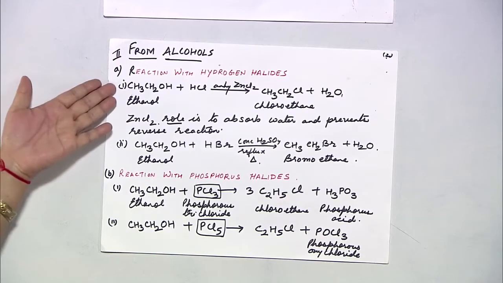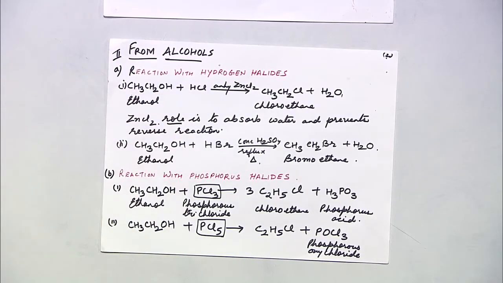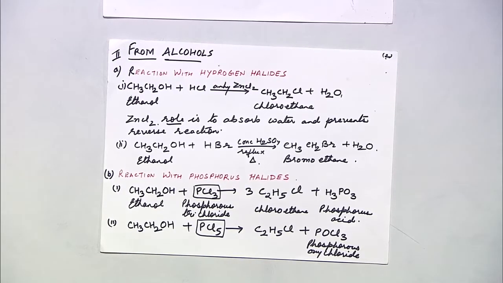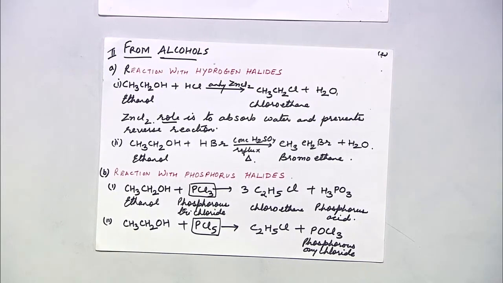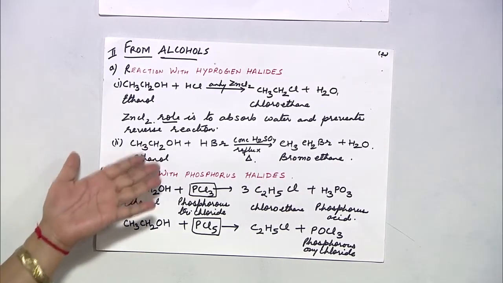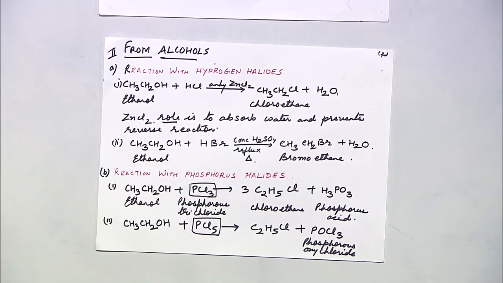Let us take one reaction with hydrogen halides. When you react ethanol with HCl in presence of anhydrous ZnCl2, the products formed will be chloroethane and water. What is the role of ZnCl2 here? It absorbs water and prevents the reverse reaction. Another one you see is when ethanol reacts with HBr in presence of concentrated H2SO4, which is refluxed and heated, you get the product bromoethane and water.